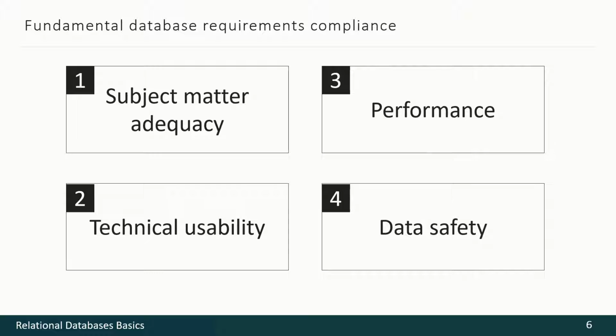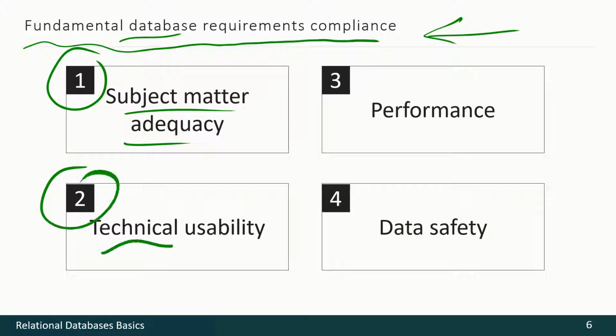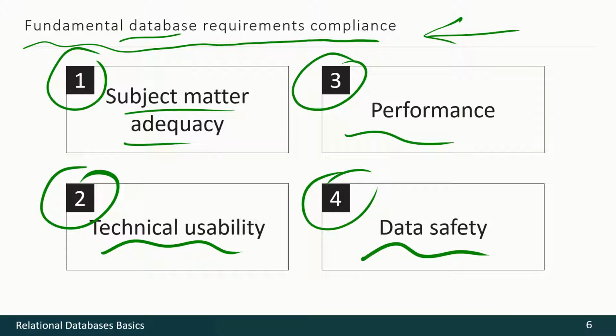Then of course we have to be sure that our database follows fundamental database requirements. If you've forgotten those requirements, please refer to the beginning of our course when we were discussing them. Those requirements are subject matter adequacy, technical usability, performance, and data safety. So our database should absolutely follow all those four fundamental requirements.